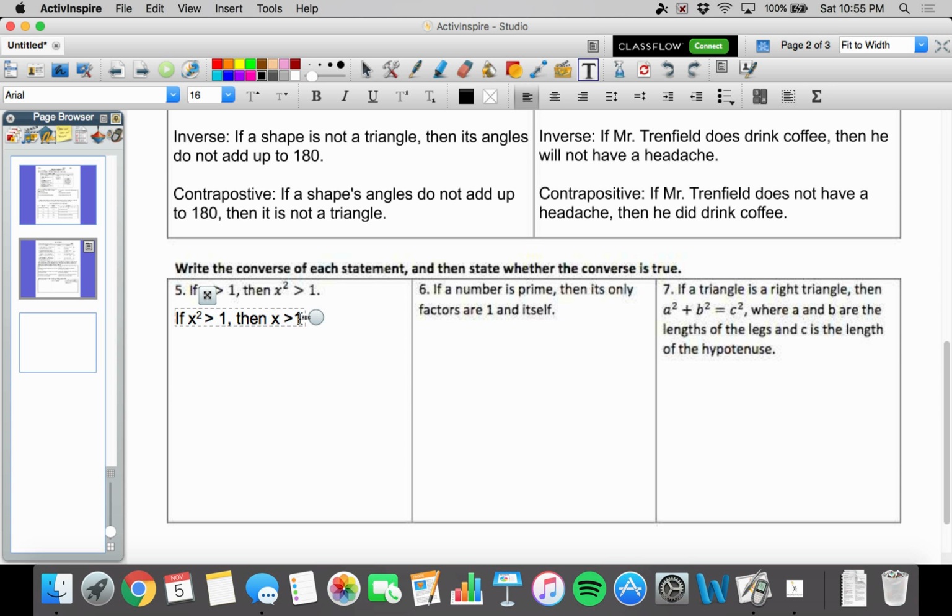So now we have this statement here, and we want to know if the converse is true. The original is true because if we take a number that's greater than 1, like 2 or 3 or 5 or 120, and we square it, we're going to get another number that's bigger than 1. But the converse, if x squared is greater than 1, then x is greater than 1, is false. Because if I take a number like -2 and I square it, that equals +4. Whoa. But -2 is not greater than 1. -2 is less than 1. So that statement is false.